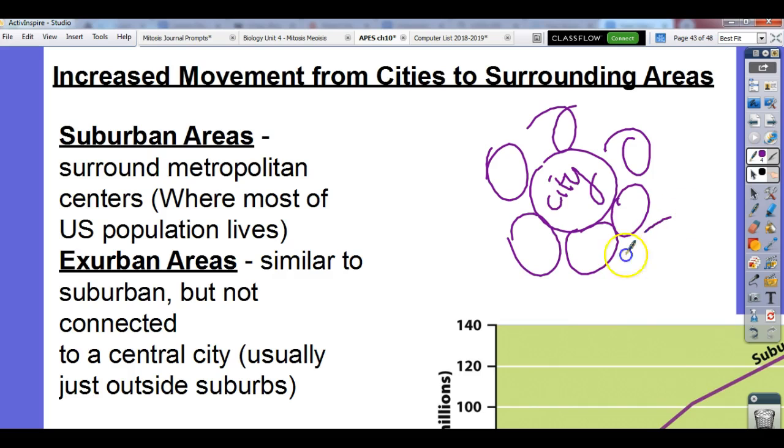Ex-urban areas are even further outside of that. They're outside of the suburbs. People are actually moving from the suburbs to the ex-urban areas because the suburbs themselves are getting a little crowded. So this is the second layer that we add on here. It's usually just outside of the suburbs, and it's not directly connected to the city because the suburbs are in between.